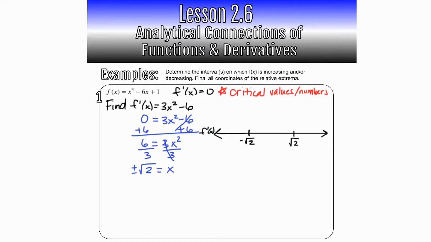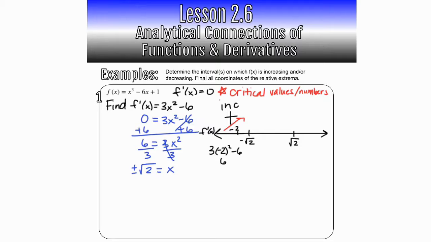And so I'm going to pick a value to the left of the negative square root of 2. So I'm going to pick negative 2, and I'm going to plug that into f prime of x. So that's going to be 3 times negative 2 squared minus 6, which is going to give us a positive 6. So since that's positive, this is going to be increasing. So this is going to be going up from left to right.